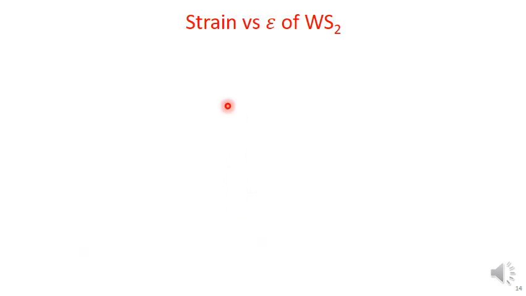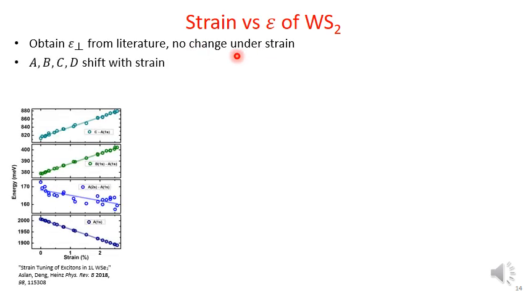So let's compute the strain-dependent dielectric function of WS2. We obtain the out-of-plane dielectric function from literature, and we don't expect any change under strain. What happens is that the A, B, C, D features shift with strain, so the in-plane dielectric function will be affected. We take the rates of shift from the literature and from our earlier measurements.